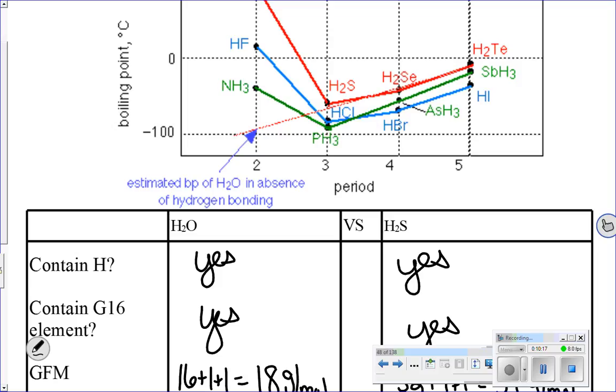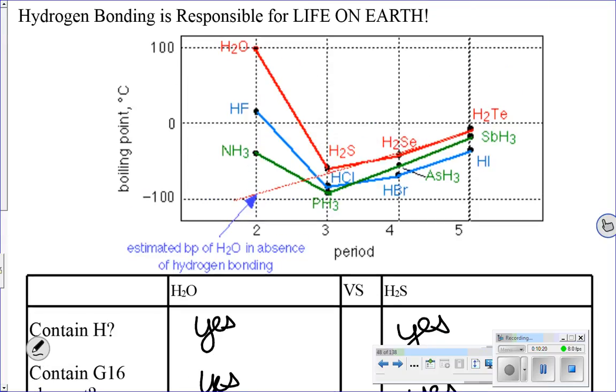This is really important because the trend that we really expect is that there should be a linear relationship of the boiling point of these compounds. And they extrapolated this down here to show that really the estimated boiling point of water, if hydrogen bonding didn't occur, would be at about negative 100 degrees Celsius, which would really put us in a rough spot here on Earth where water would not be able to be a liquid.